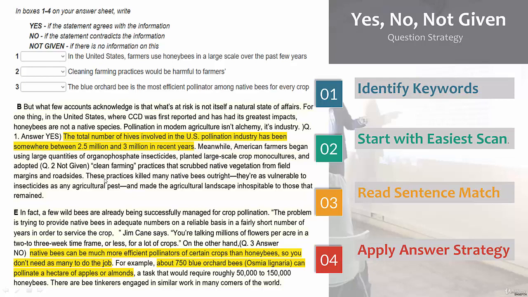And then number 3, it says the blue orchard bee is the most efficient pollinator among native bees for every crop. Now, when I look at that sentence for number 3, the language that really jumps out for me is the language every crop. Every. Because the word every is like all, always, none. It's extreme language. I know they like to play around with that language to make answers to be yes, no, or not given.